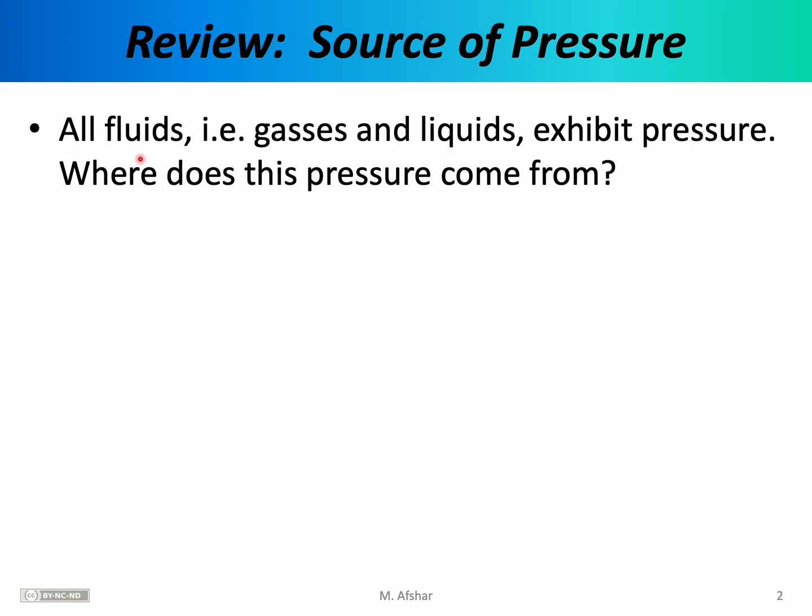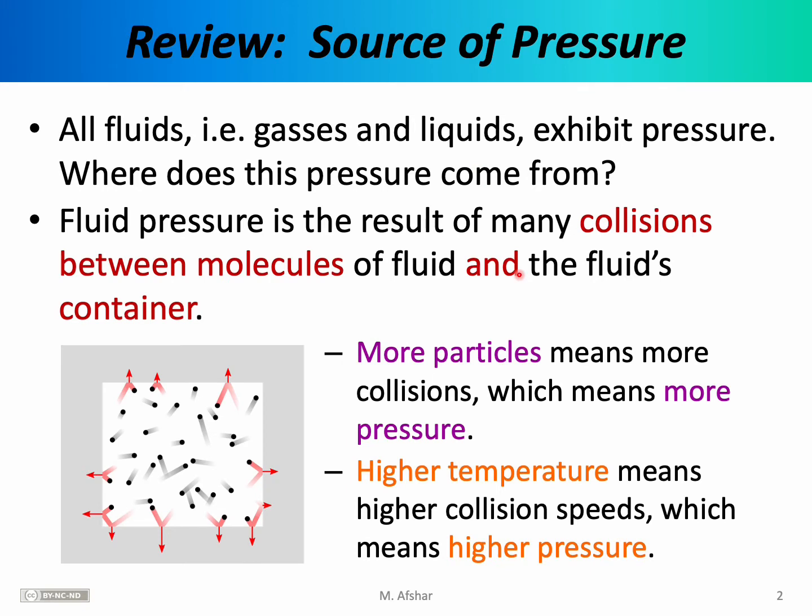Last time, we learned that all fluids exhibit pressure. When I say fluids, I mean gases and liquids, so solids are exempt from this discussion. But any gas and any liquid naturally has some pressure. That pressure is essentially the result of collisions between the molecules or atoms of the fluid and the walls of the container. So in gases and liquids, the molecules or the atoms are relatively free, and therefore they can move around with relatively high velocities. They can collide with the walls of the container and exert a force on those walls.